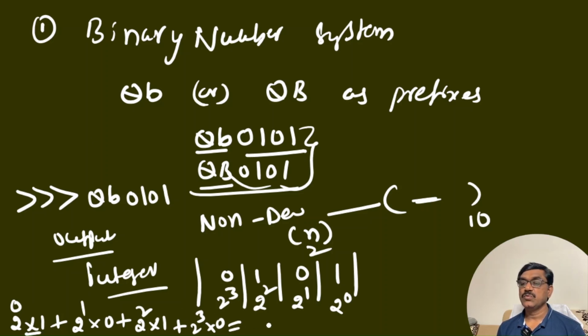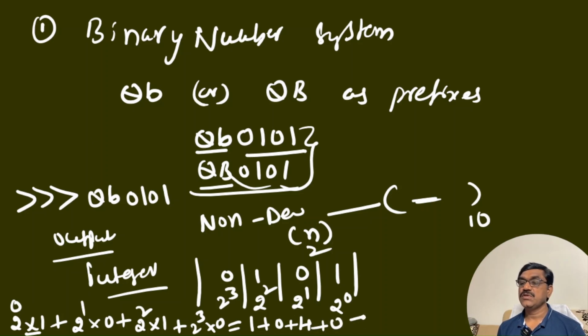This becomes 1, because anything to the power of 0 is 1. 1 into 1 is 1, plus 2 to the power of 1, which is 2, into 0 is 0. We are just summing up. Next, 2 to the power of 2 is 4, 4 into 1 is 4. And the last one becomes 0.